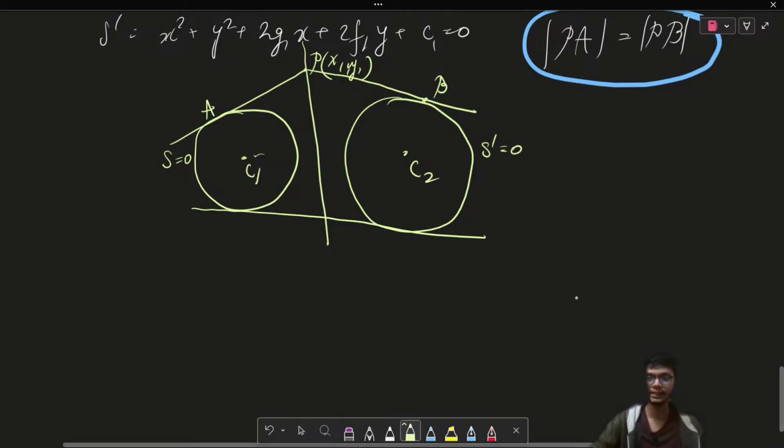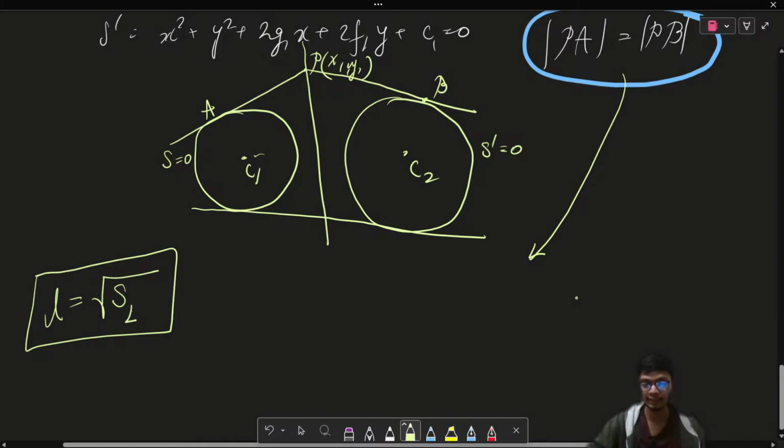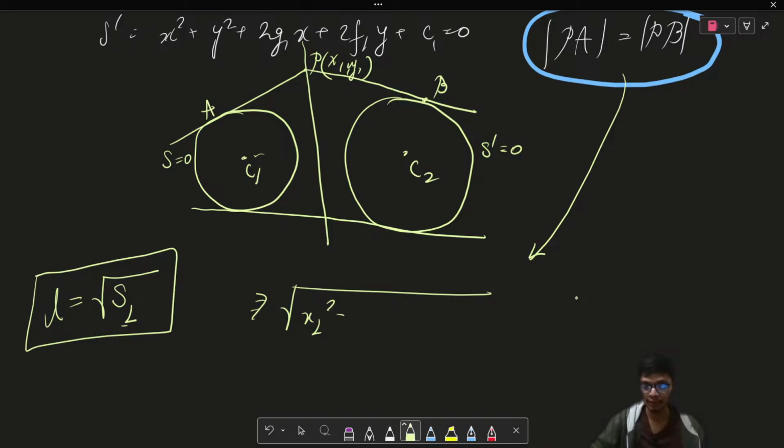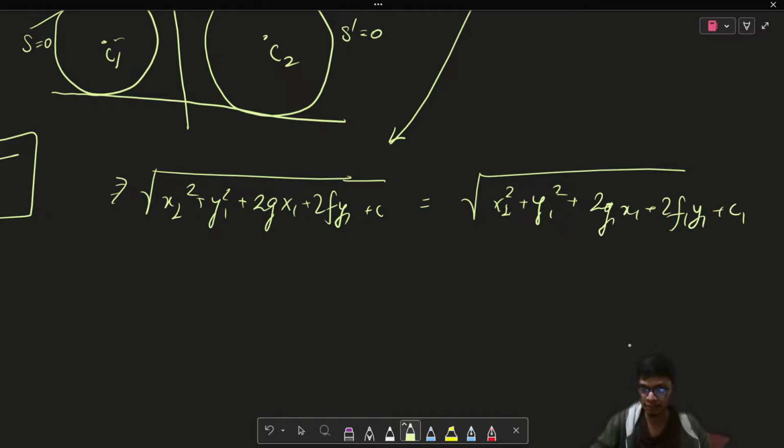So if I use this particular condition of the equality of the tangents, what we can get is that we have seen very clearly that the length of the tangent is simply given as square root of S1, right? That is what we have seen. So if I do that, that will be equal to square root of x1 square plus y1 square plus 2gx1 plus 2fy1 plus c. That should be equal to square root of x1 square plus y1 square plus 2g1x1 plus 2f1y1 plus c1, right?